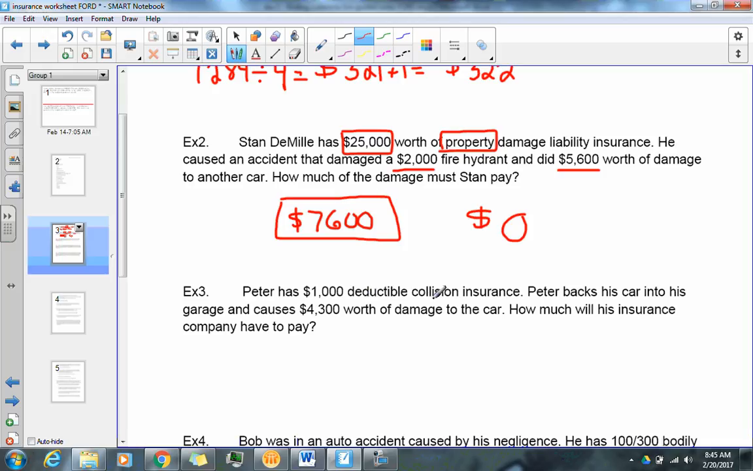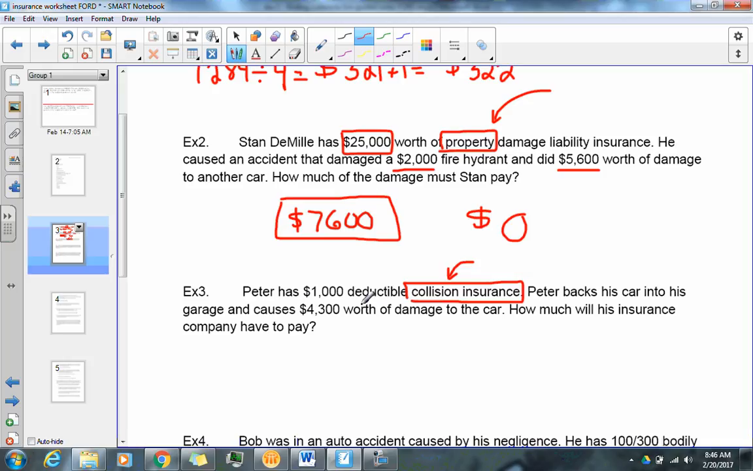All right. Peter has a $1,000 deductible collision insurance. Peter backs his car into his garage and causes $4,300 worth of damage to his car. How much will his insurance have to pay? Now, deductible collision insurance. Collision means your car. Going back to the previous one, property means other people's stuff, other people's cars, but collision means your car, the car that you're driving.